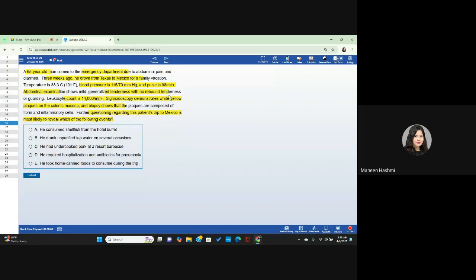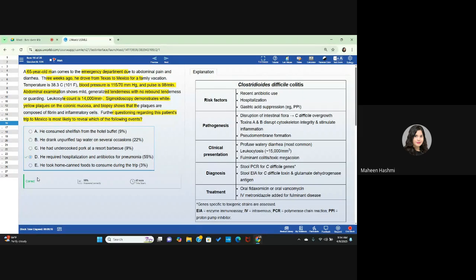What's happening? Clostridium difficile. D. So we all agree with me? Yeah. So again, C. diff colitis, because of recent antibiotic use, hospitalization, gastric acid suppression. These are the three high yield causes. So I told you guys what you treat with: fidaxomicin or oral vancomycin, and IV metronidazole for any sort of fulminant disease.